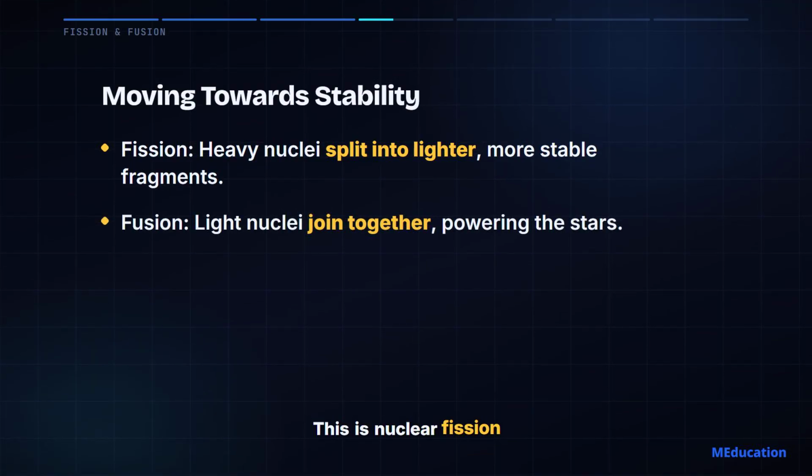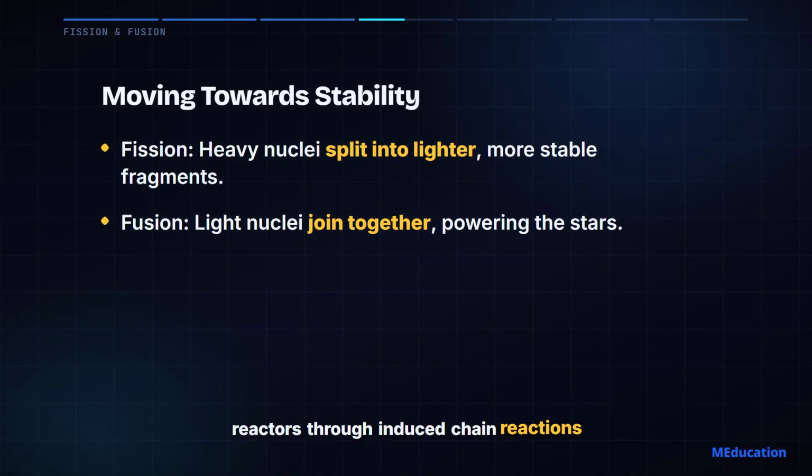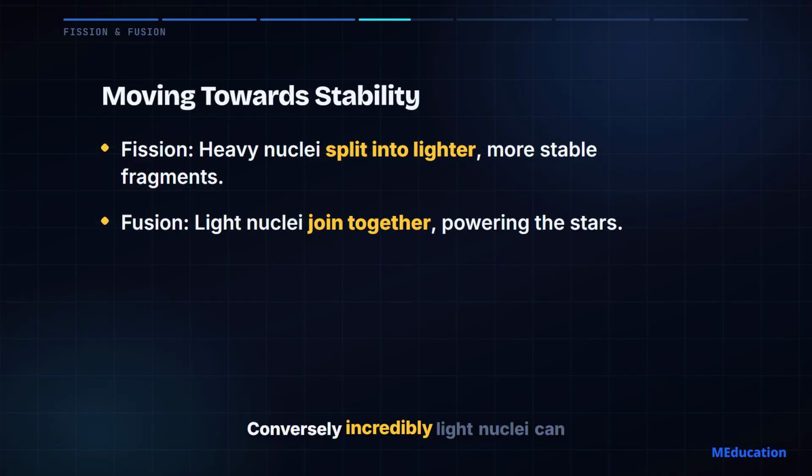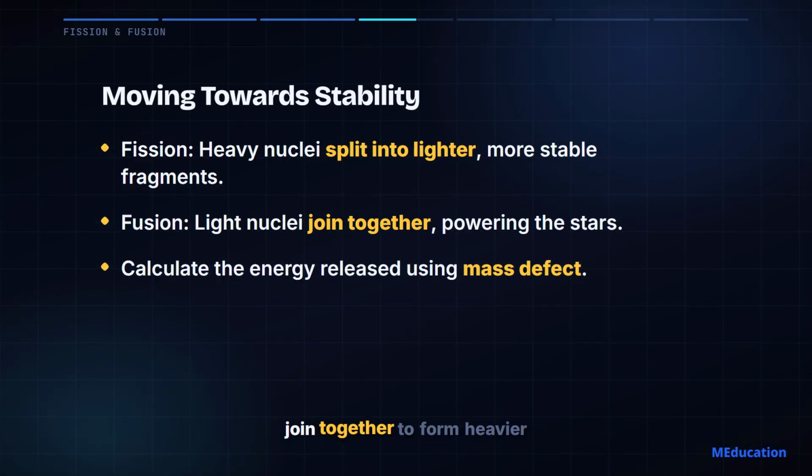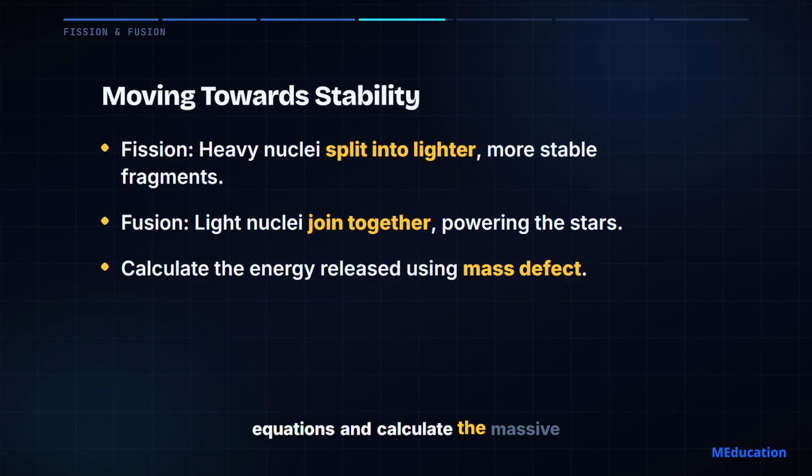This is nuclear fission, the process that drives nuclear reactors through induced chain reactions. Conversely, incredibly light nuclei can join together to form heavier ones. This is nuclear fusion, the engine that powers the stars. For both, you will balance the nuclear equations and calculate the massive energy released.